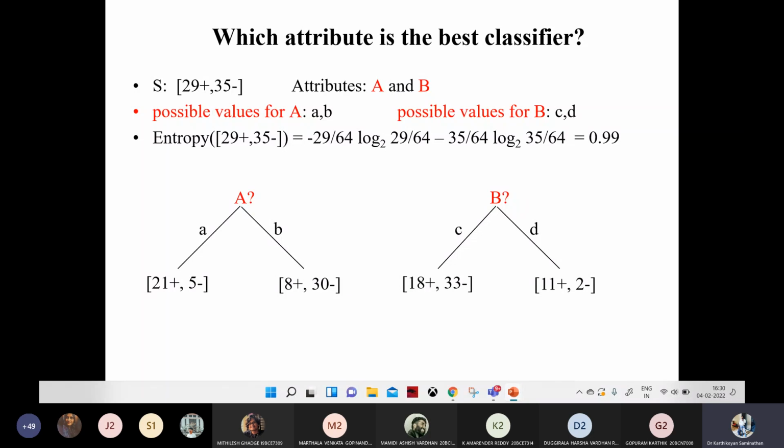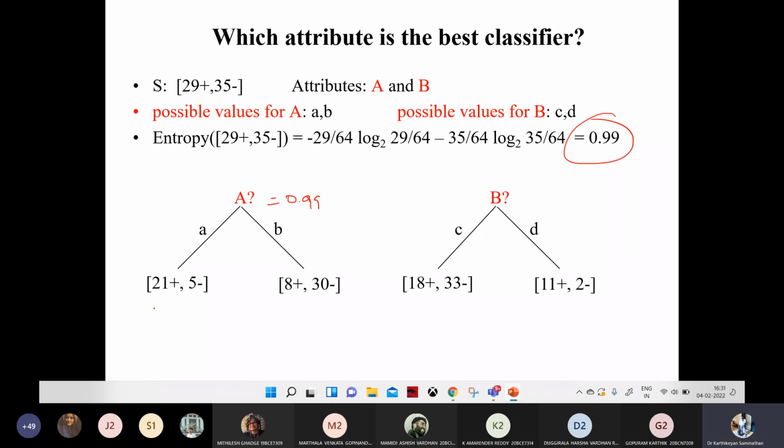The formula we know: minus P by P plus N log 2 of P by P plus N, minus N by P plus N log 2 of N by P plus N. So when you calculate, P is 29, and P plus N is 29 plus 35, which is 64. Here it is 35 by 64. When you calculate, you will get 0.99. That is the entropy of this root, 29 plus 35, which is 0.99.